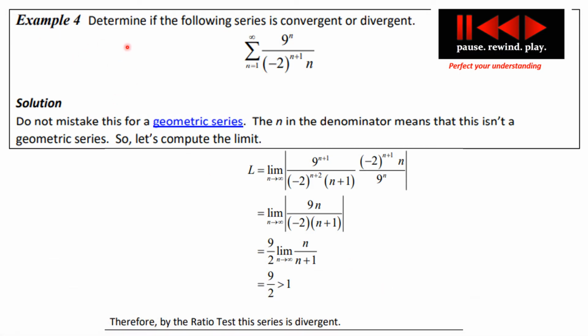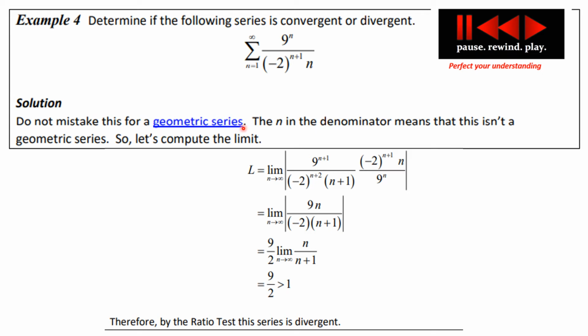Another example, this is example 4. Again, it's a good problem for you to practice. Determine if the following series is convergent or divergent. So this is the summation from n equal 1 to infinity of 9 to the n over minus 2 whole to the n plus 1 over n.